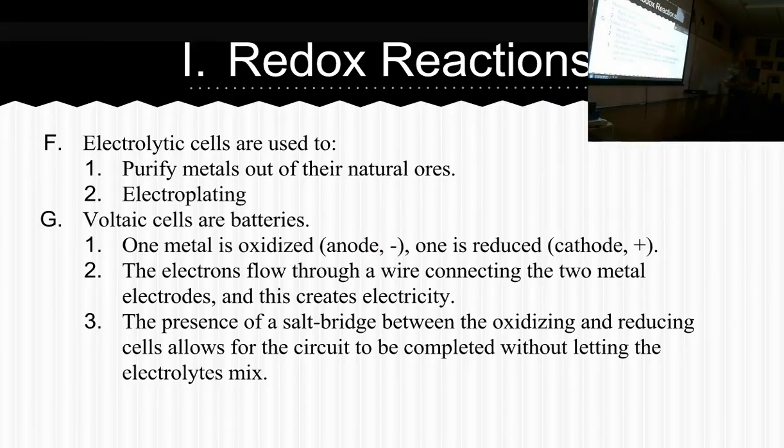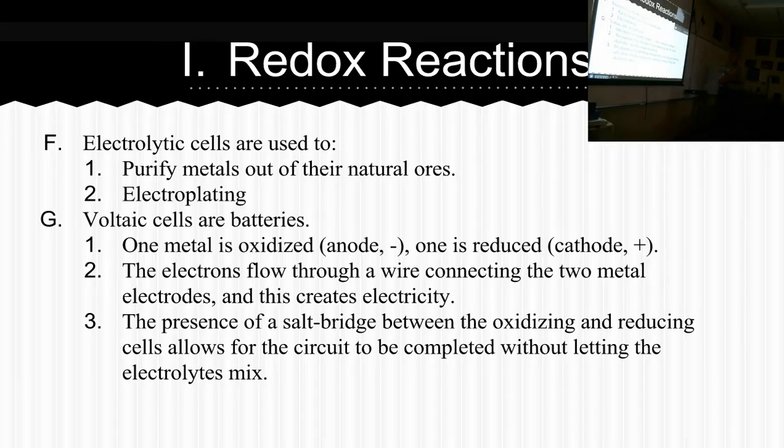So electrolytic cells, remember, take a non-spontaneous reaction, add electricity to it, and force that reaction to happen. We use this for getting metals out of their natural ores. A lot of times metals bound with other things that they're hooked up with in the earth are very stable, and it's very hard to get an ore to turn into a pure metal.